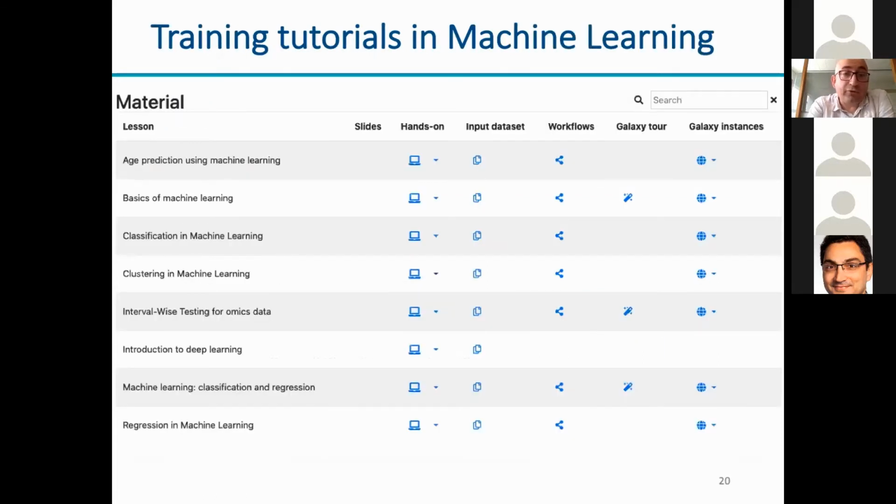And also in GTN, the Galaxy Training Network, we have some training tutorials in machine learning. There is a use case for age prediction, basics of machine learning, clustering, classification, and regression. And also we recently added deep learning in machine learning. It is very introductory training material. And in this workshop, we will cover some of these use cases.